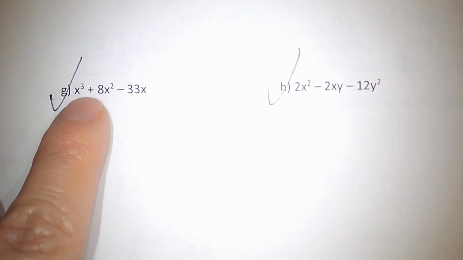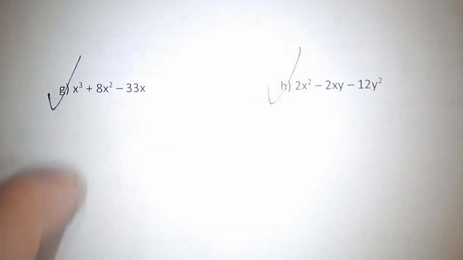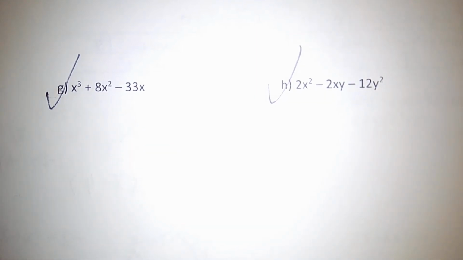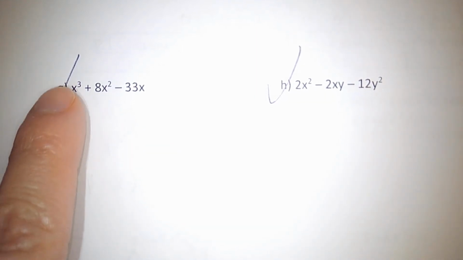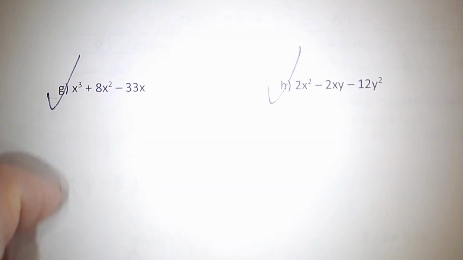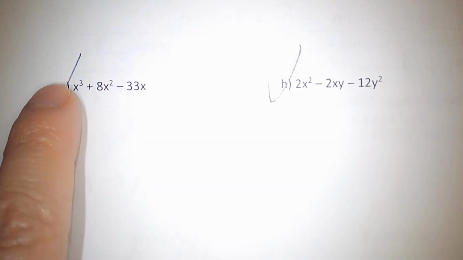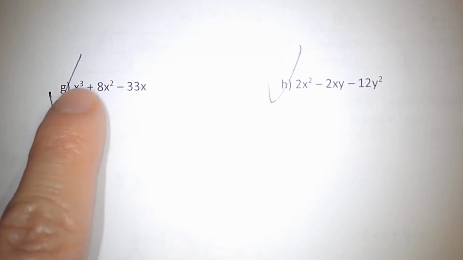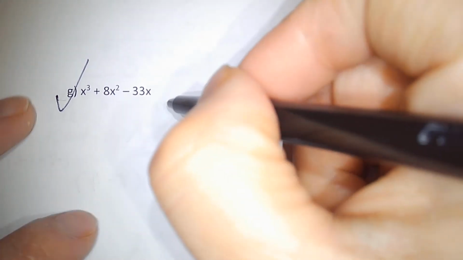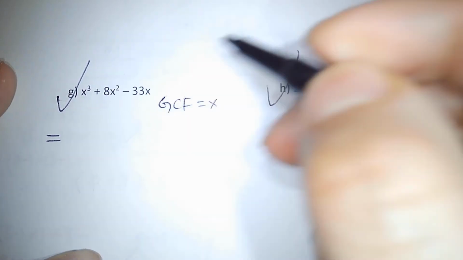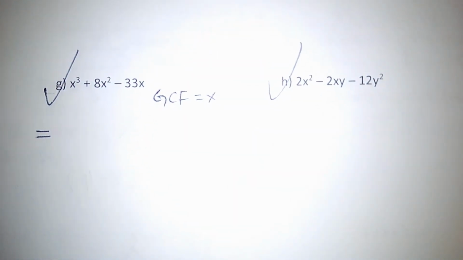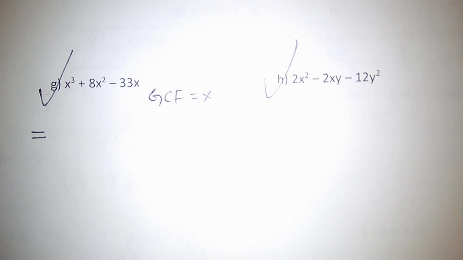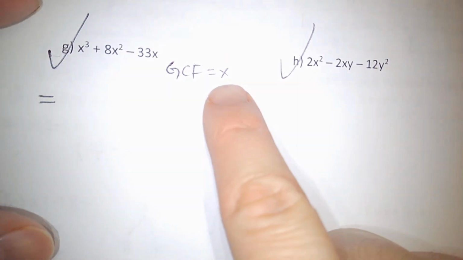Factor x cubed plus 8 times x squared minus 33x. Is there any greatest common factor? Does every term have any common factor? 1, yeah, for the numbers, right? How about for the variable term? Oh, x. You're right. The GCF is x, okay? So if you missed that section in 6.1, please go back to review it in your spare time, okay? So we're going to factor out the GCF x.